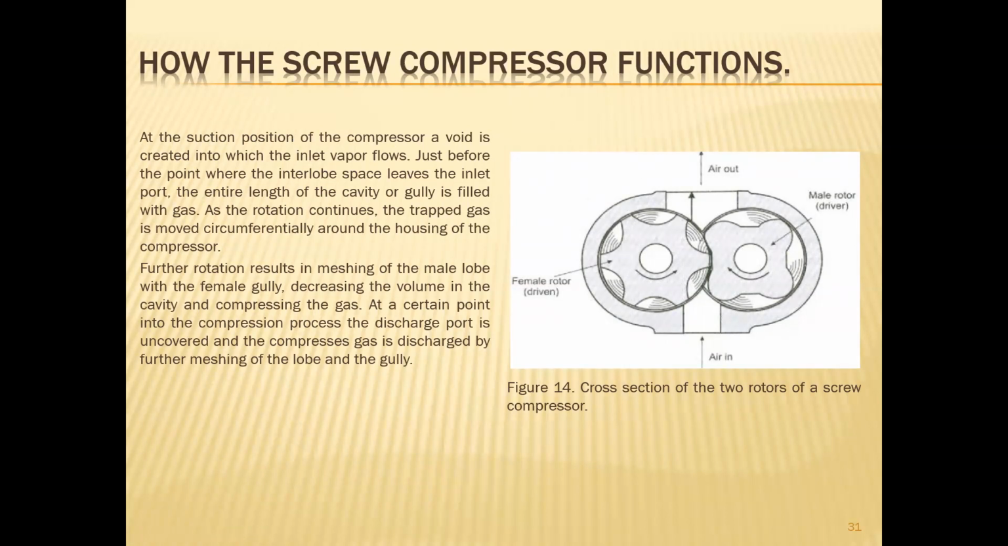So further rotation results in meshing of the male lobe with female gully, decreasing the volume in the cavity and compressing the gas. At a certain point into the compression process, the discharge port is uncovered and the compressed gas is discharged by further meshing out of the lobe and the gully.